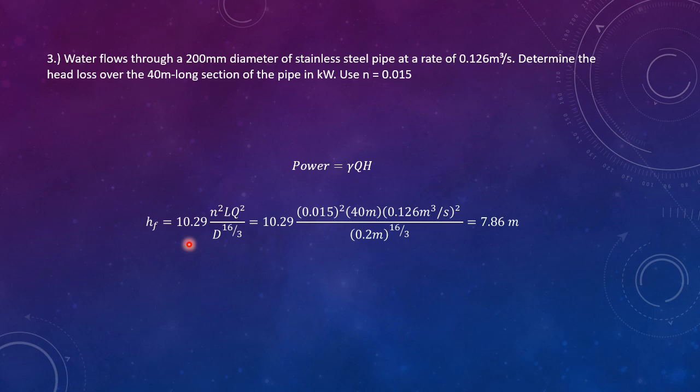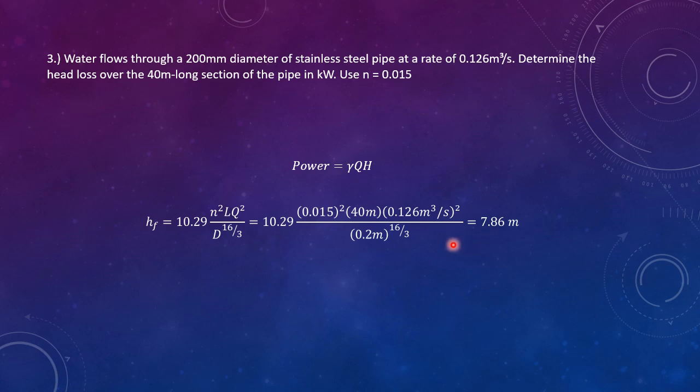Substituting the values given in the problem, the n is 0.015, the length is 40 meters, the flow rate is 0.126 cubic meter per second, the diameter is 0.2 meter. Solving for hf, that is equal to 7.86 meters.